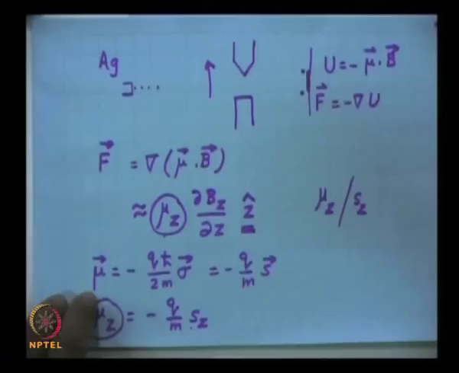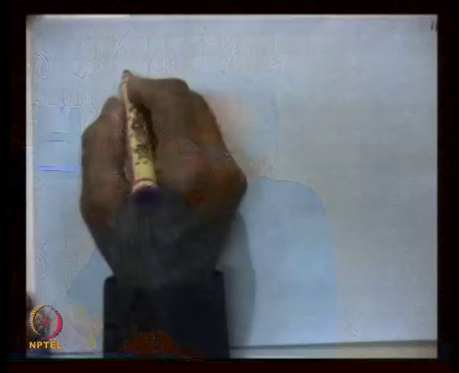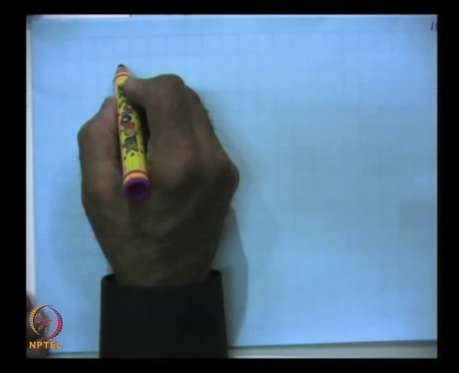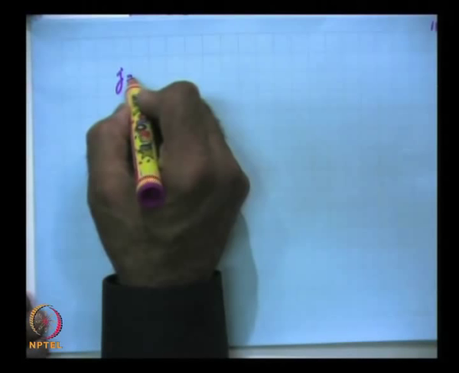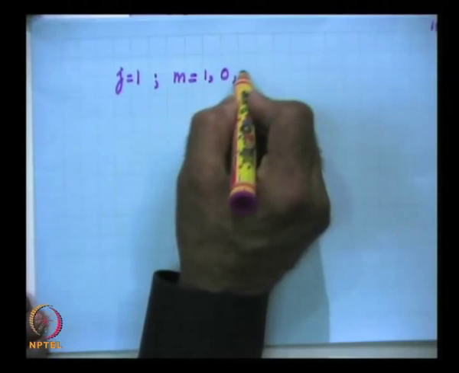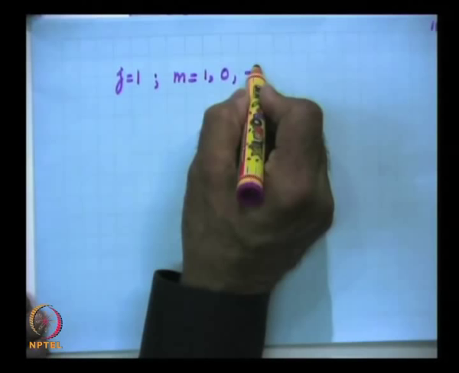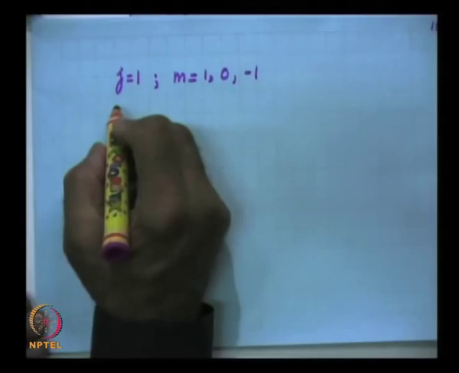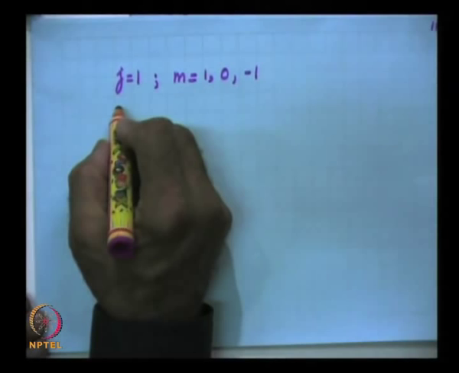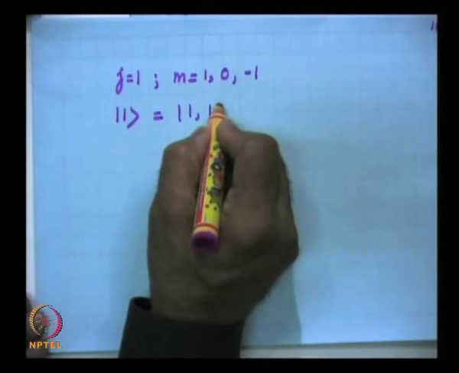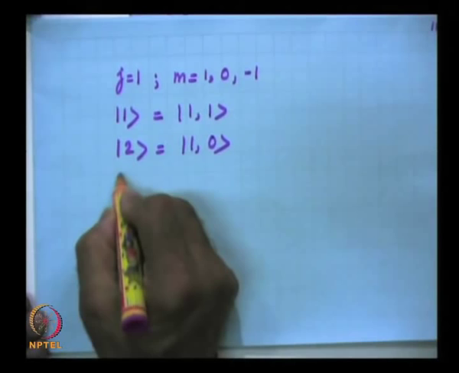I conclude this lecture by mentioning that if you have, for example, a particle, a system which has angular momentum 1, then the m values, as I told you, are 1, 0, minus 1. And therefore, there are three states, as I had mentioned in the beginning. State 1 is 1 comma 1, state 2 is 1 comma 0, state 3 is 1 comma minus 1.